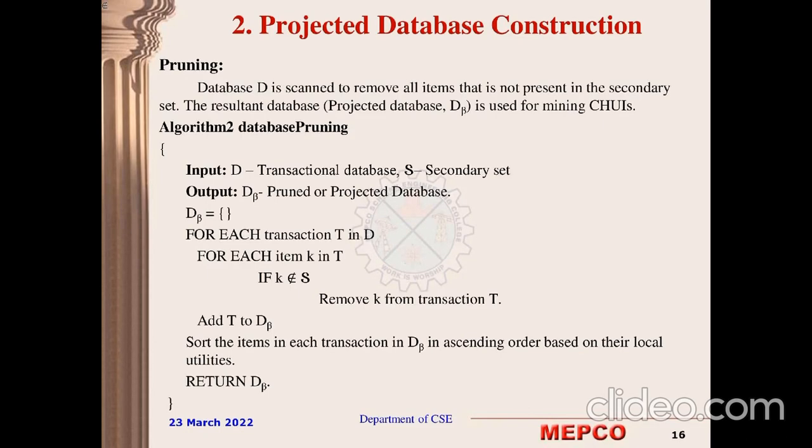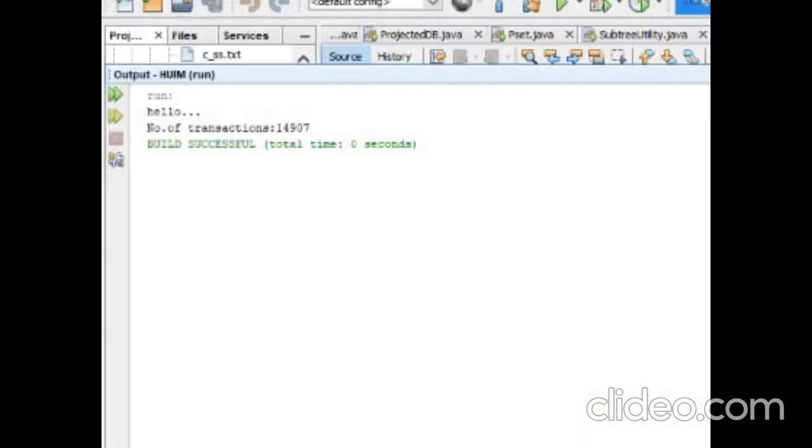The second module is to build the projected database. The original transaction database is now entirely examined to eliminate any entries that are not present in the secondary set. The resulting database is a projected database with all items in each transaction sorted in ascending order of their local utility values. And this is the output of the projected database construction.